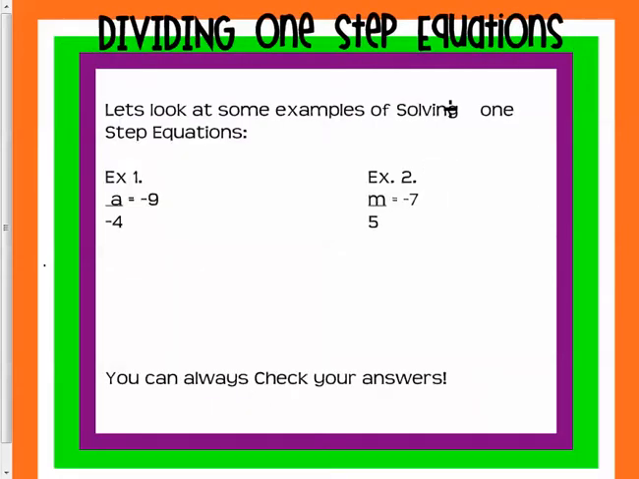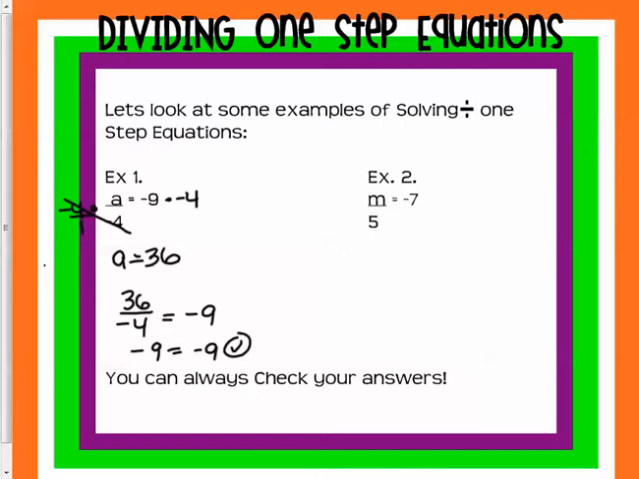Okay, what about division? To undo division, we're going to multiply by the opposite, or by the number at the bottom. So these would cancel out. It's like having a negative 4 over 1. So a in this case would equal a positive 36. And if I would divide, I would know that this would also equal a negative 9, which equals a negative 9. Over here, I would multiply, because I'm dividing by 5, by 5. And when I multiply, I get m equals a negative 35.